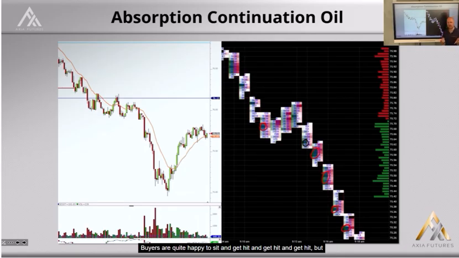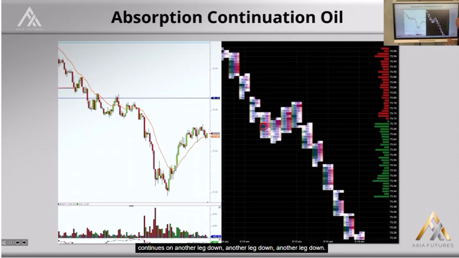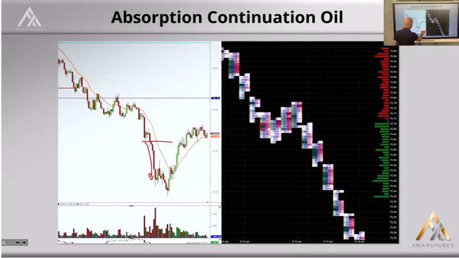Buyers are quite happy to sit and get hit and get hit and get hit. But they're continuing to get broken. Every time the market pushes through them, it continues on another leg down, another leg down, another leg down. So this is the move from 75.66. So it's roughly this move here that we're just looking at. Sellers completely take control. They keep on pushing and pushing and pushing on this move.